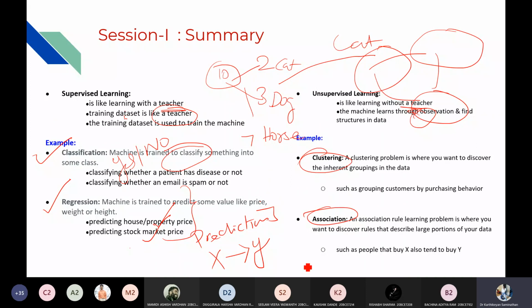Suppose I am buying a feeding bottle for a baby. If I am buying the feeding bottle, they will keep two more items, rubber nipples and other types of bottles, nearby. Meaning, if people like to buy item X, then definitely they'll buy item Y also. That is association. One item depends on the others, so you are discovering the rules. Such a concept we call association rule mining. So this is how association and clustering work under unsupervised learning.